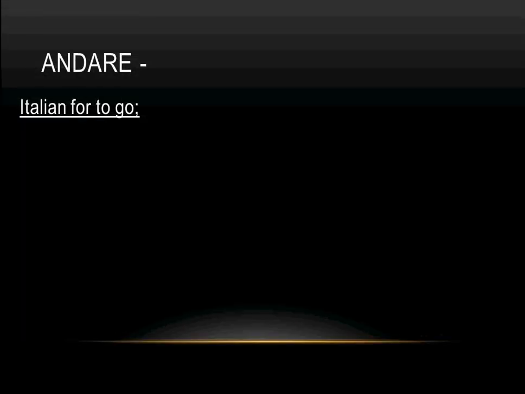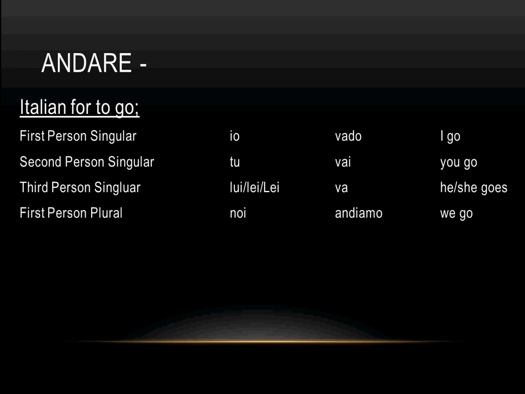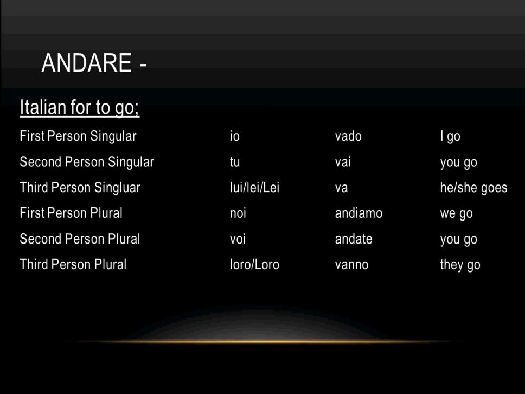And finally we have andare, which is Italian for to go. We have io vado, I go. Tu vai, you go. Lui lei va, he or she goes. Noi andiamo, we go. Voi andate, you go. And loro vanno, they go.